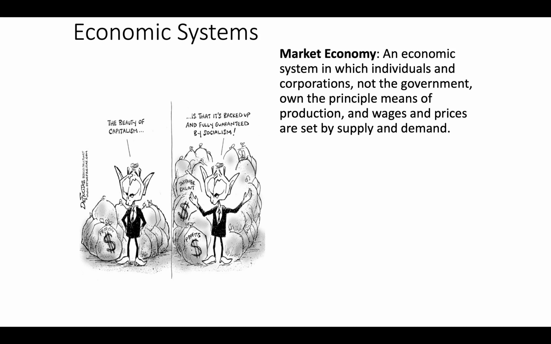Here we go. A market economy is an economic system in which the individuals and corporations, not the government, because there's no government intrusion in capitalism. And what vocab term is that? Laissez-faire. Yes. Okay. To own the principal means of production. So I'm going to give you about 30 seconds to finish writing it down, and then I'm going to have to teach you what the means of production are.